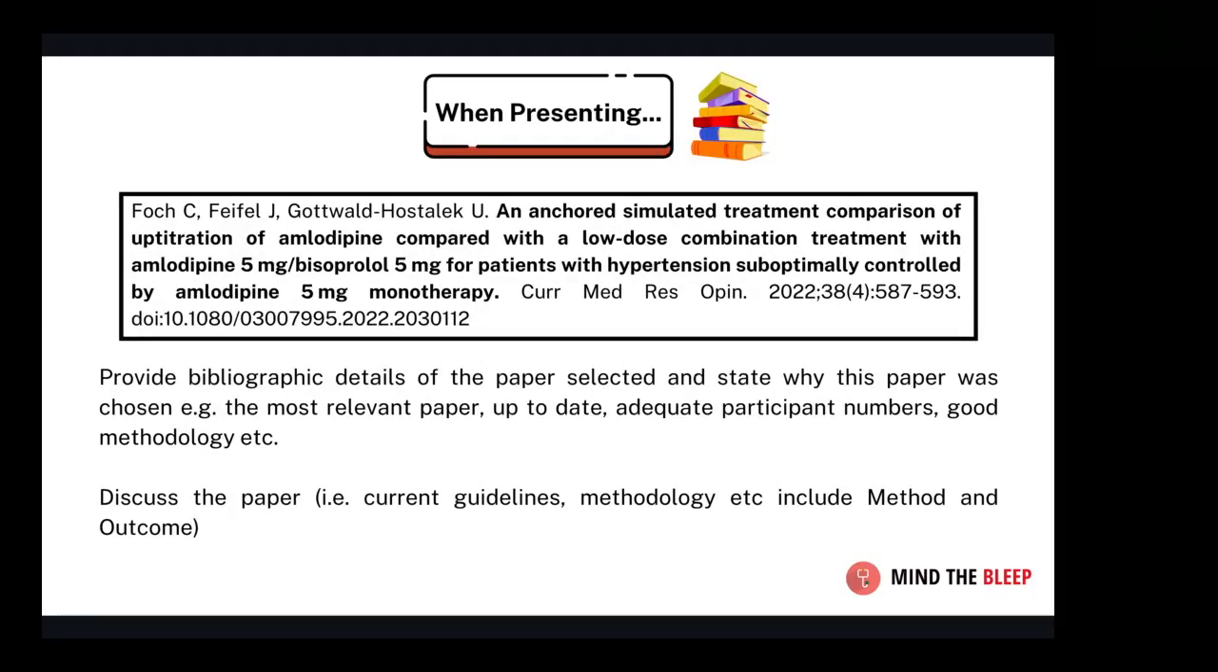For example, it was the most relevant, it was the most up-to-date, it had adequate participant numbers, it had good methodology, or etc. So this is the part of the presentation where you cover each section of the paper, giving extra attention to things like methodology, results, discussion, and so on.